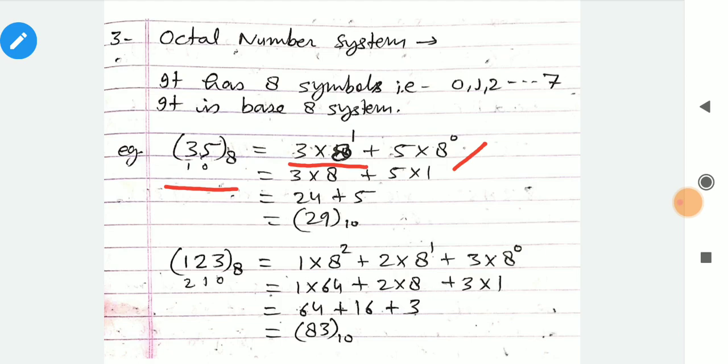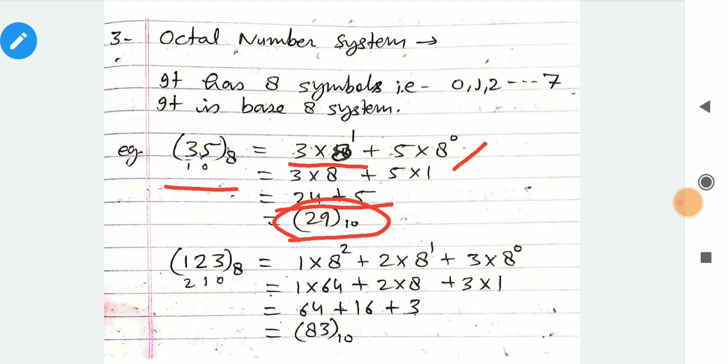Now after solving it, 8 to the power 1 becomes 8 and 8 to the power 0 becomes 1. So it is 3 into 8 plus 5 into 1. After solving we can see 24 plus 5, and it becomes 29 in decimal. This means the octal number 35 represents 29 in the decimal number system. Octal 35 is equivalent to 29 in decimal.